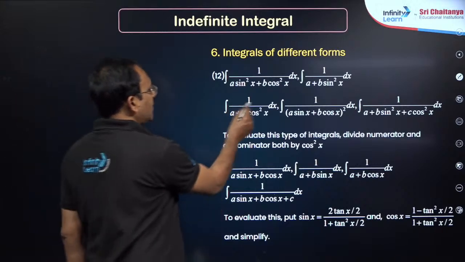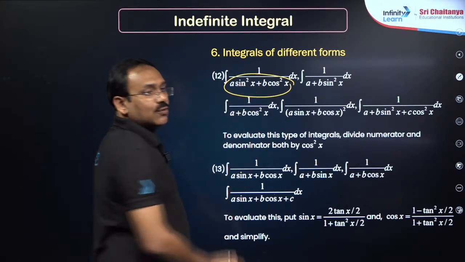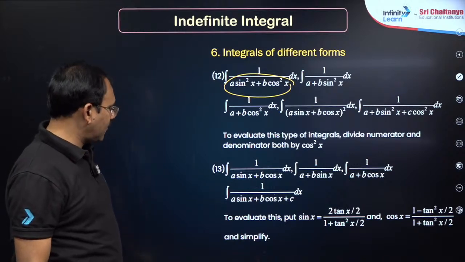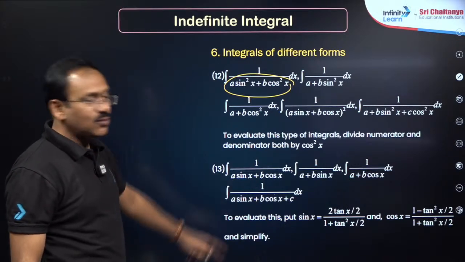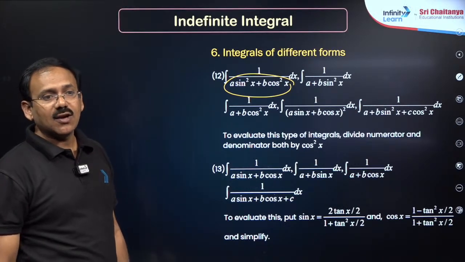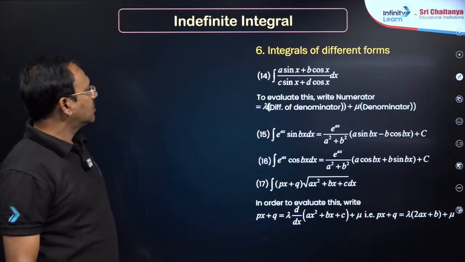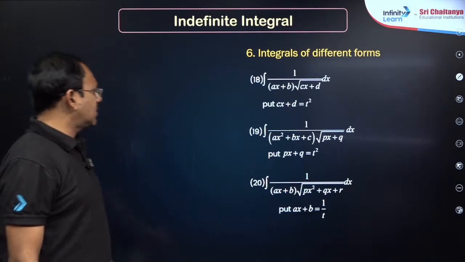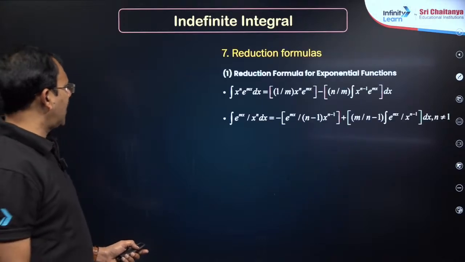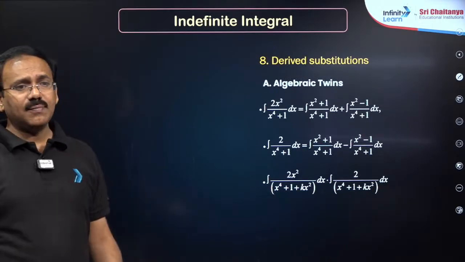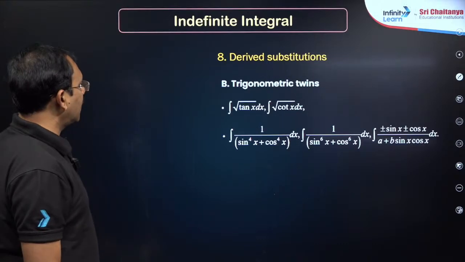So whenever you see a sin square x, b cos square x, you divide with cos square x and try to take tan x as t, my dear friends, and here tan x by 2 is equal to t, and sin x, cos x can be written in terms of t, dear students. Then next, so these are standard integrals only. You try. Reduction formulae are not at all important in indefinite integral.